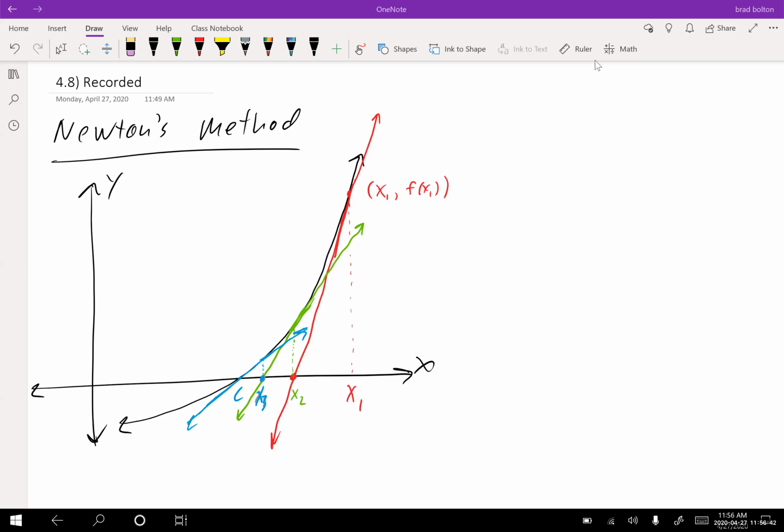Okay, guys, we're going to do 4.8. This will be the last section for our exam. We're going to have Newton's method on here.